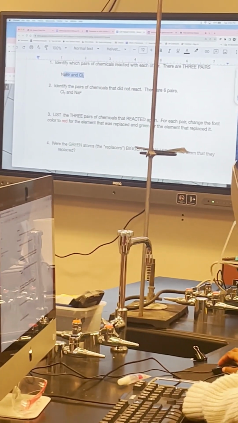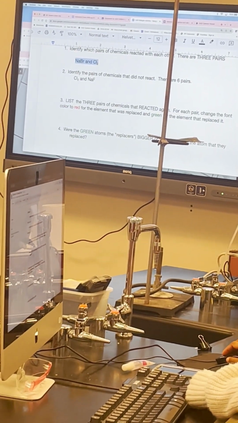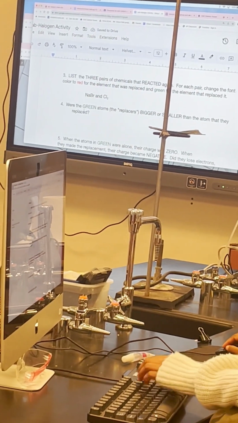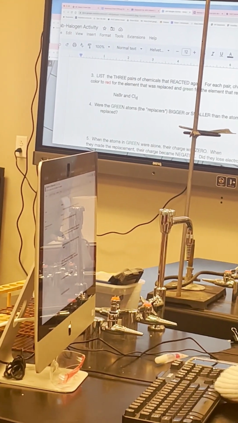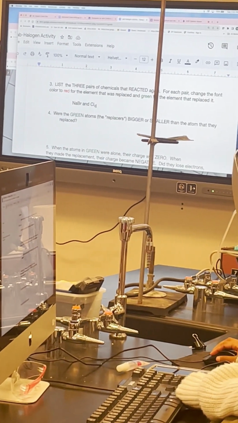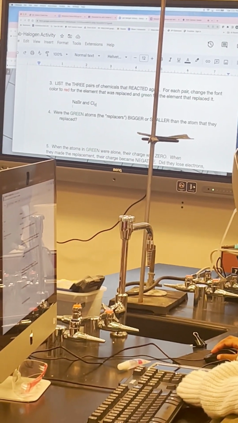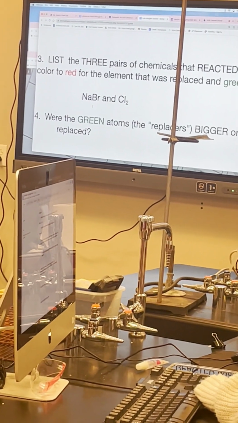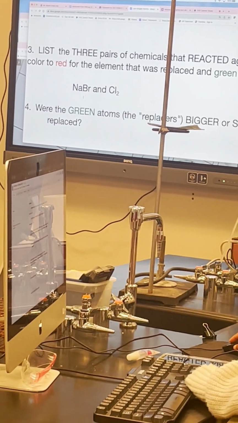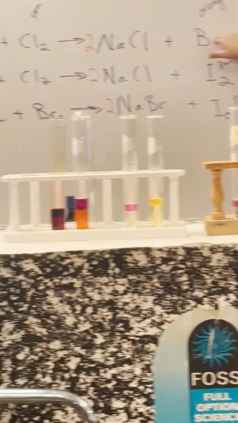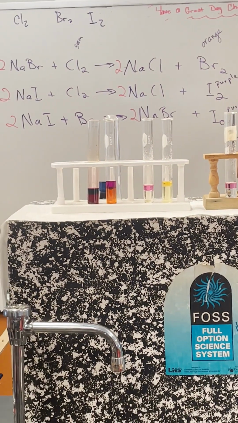All right. Now the 3 pairs that reacted, we're going to write those again. So the easy way to do that, you've already written them up here. Copy it and just paste it right here. So there, now we're going to talk for each pair, change the font color to red for the element that was replaced and green for the element that replaced it. So in this, between these 2 chemicals, what got replaced? NaBr or Cl? NaBr. Both the Na and the Br or just the Br? Just the Br. So that's this equation. So the Br was pushed out. Does that make sense?